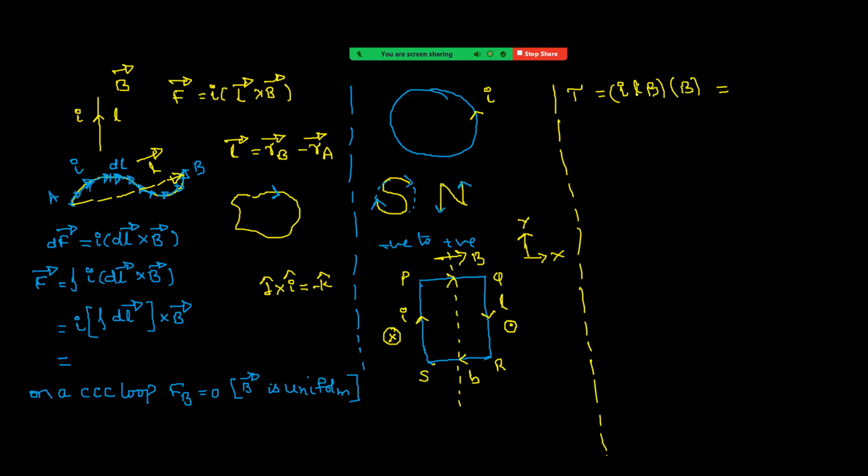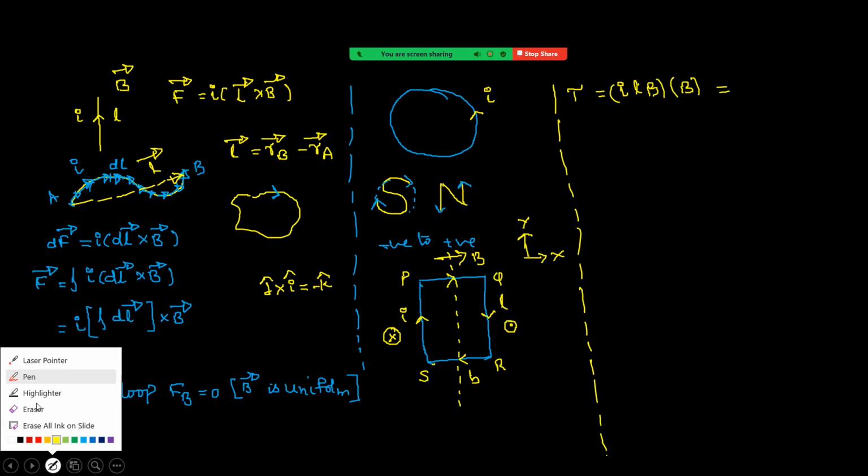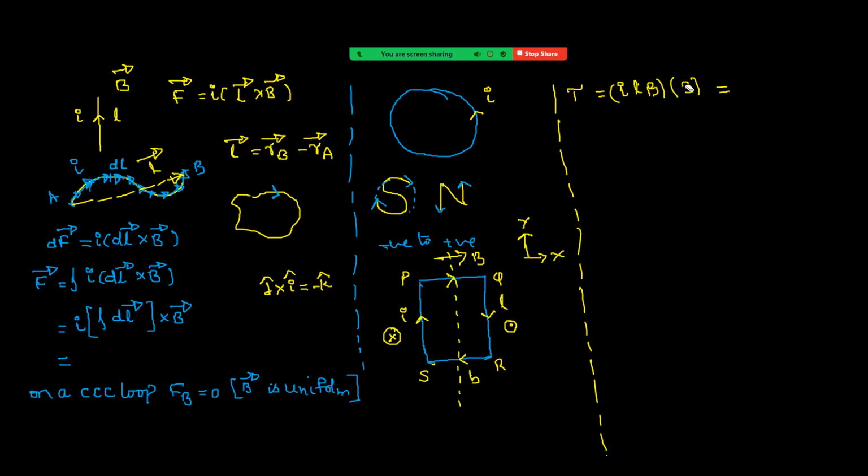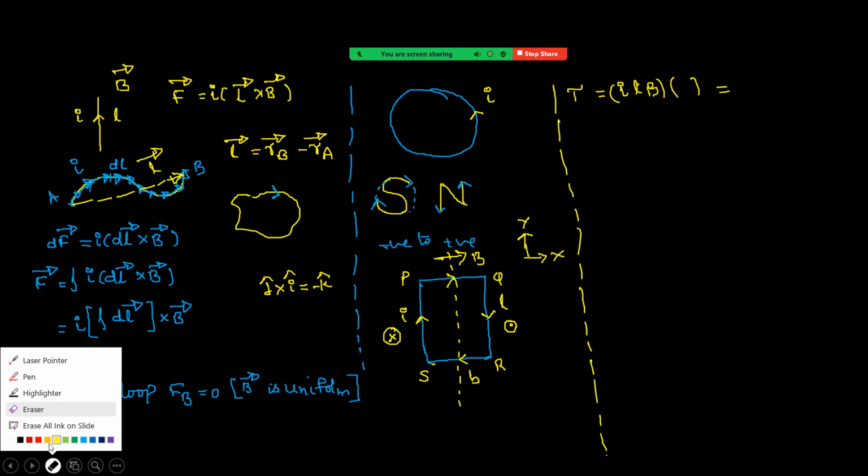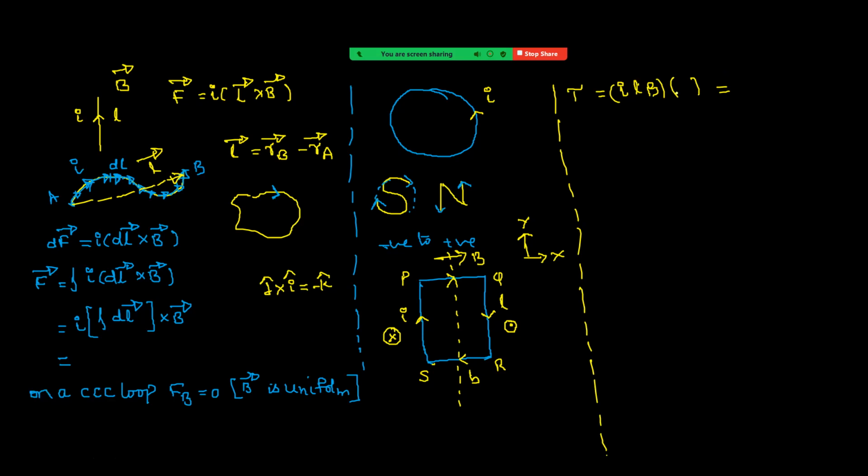Then see how much we get. L into, sorry, small b. It is a small b. Then see here, L into b gives area. This is now I into A into B. Okay. And here, if you observe, between the magnetic dipole moment and the field vector, the angle is 90.